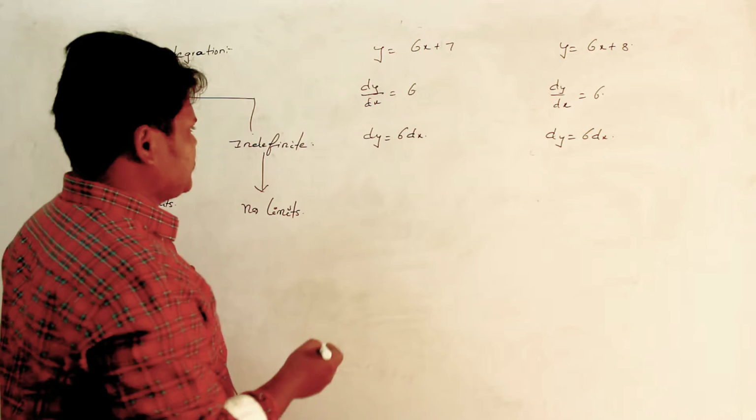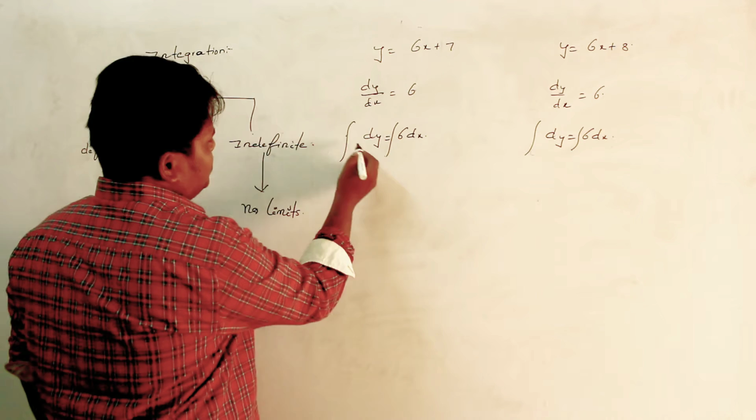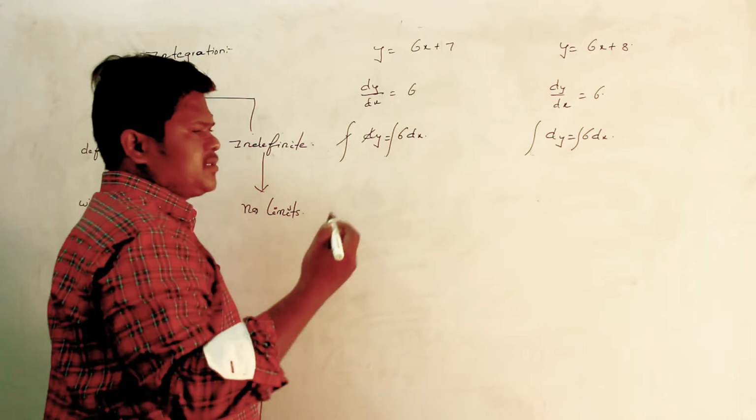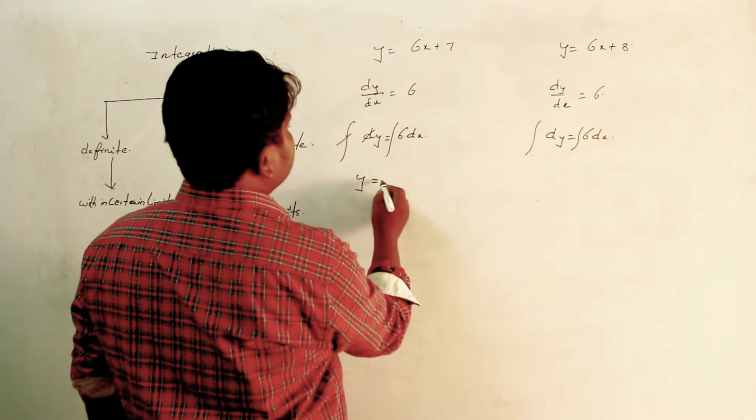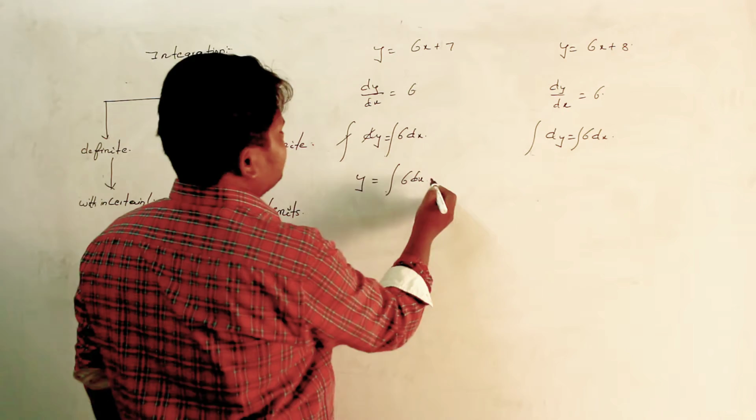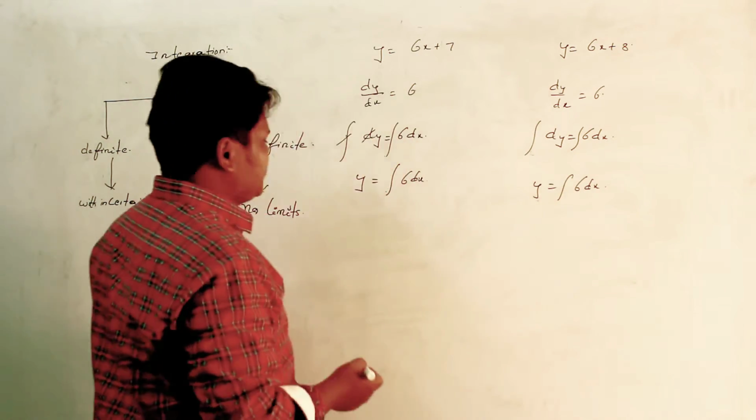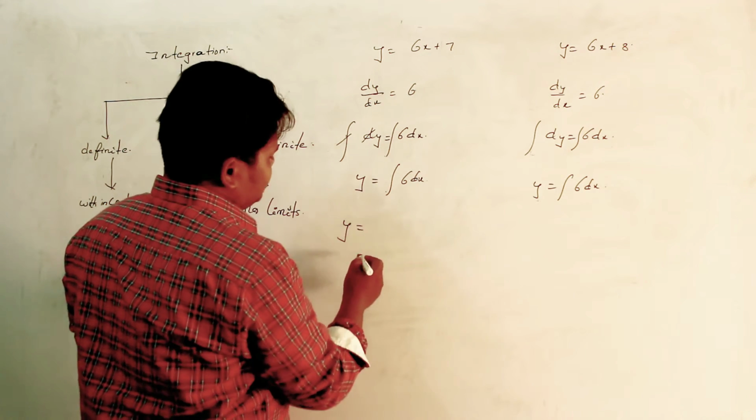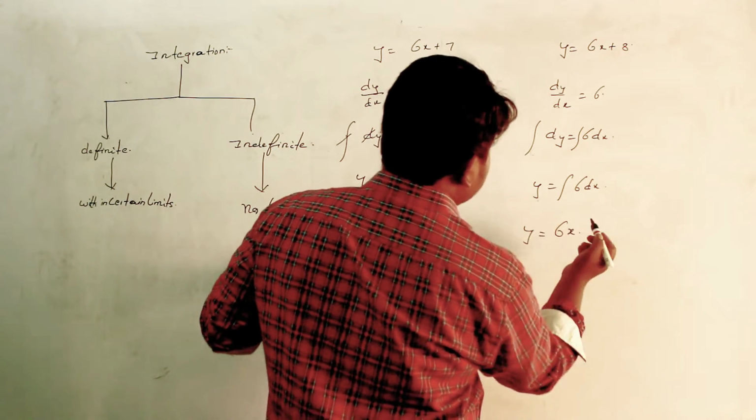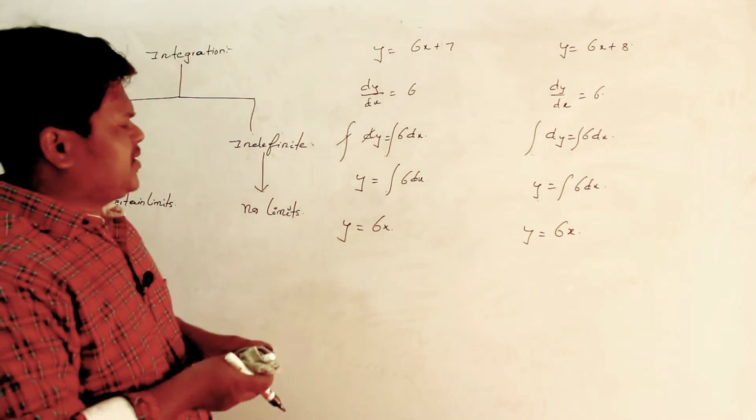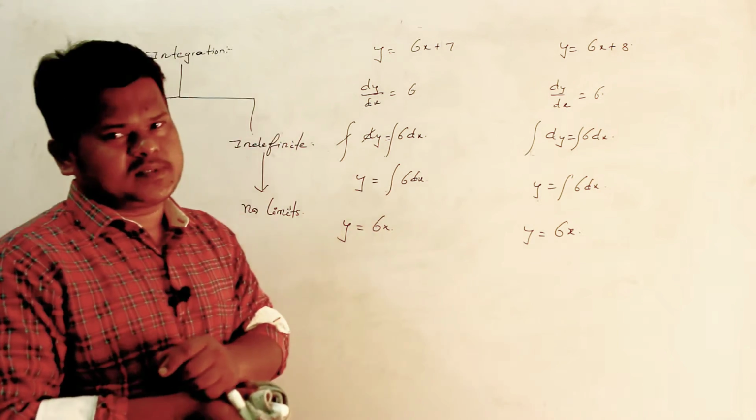Now we apply integration on both sides. So then this integration and differentiation, they are just opposite, so they just get cancelled. So I will write y is equals to integration of 6 dx. Here also I will get y is equals to integration of 6 dx. So y is equals to integration of 6 dx is 6x. Here also integration of 6 dx is 6x. So on integration again, we got these relations y is equals to 6x and also y is equals to 6x.